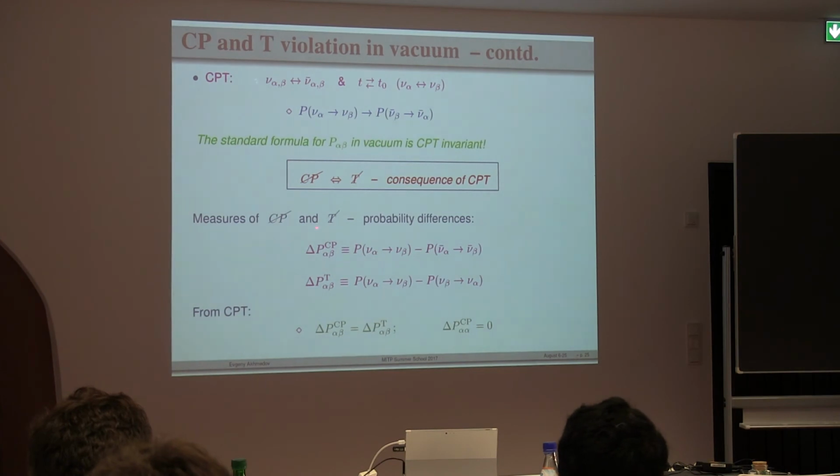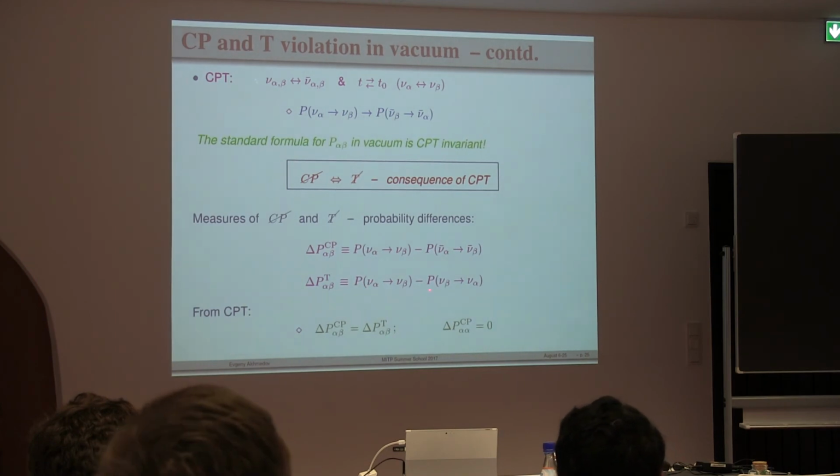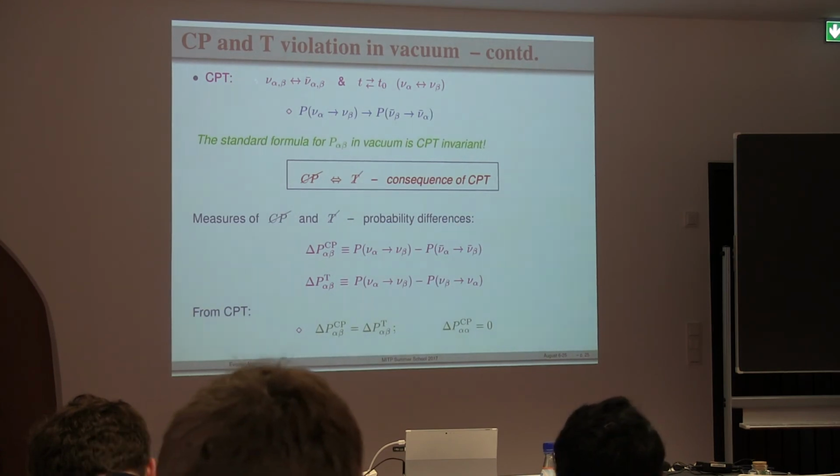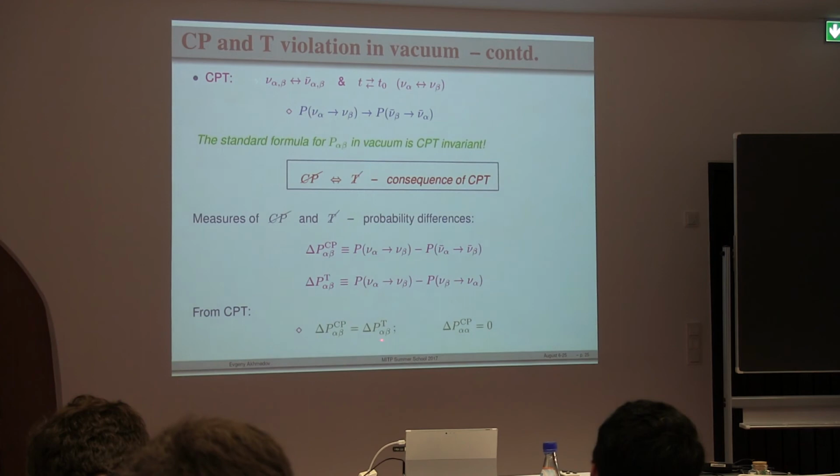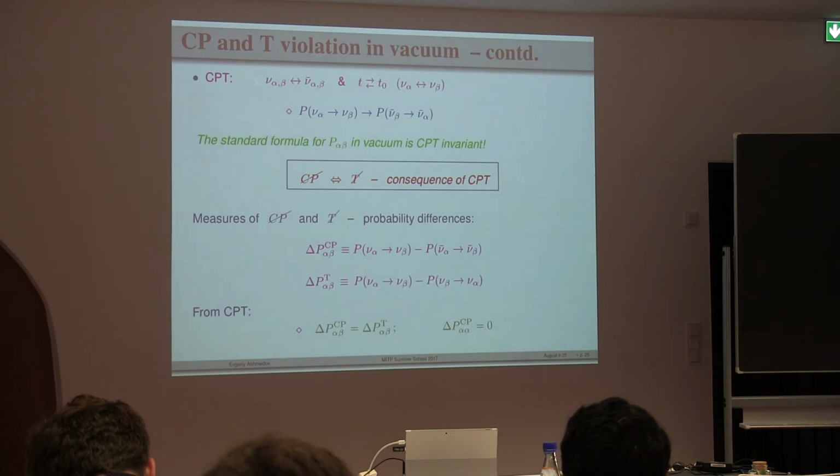Now we can define the CP odd difference of oscillation probabilities as P of ν_α to ν_β minus P of ν̄_α to ν̄_β, and T odd probabilities as P of ν_α to ν_β minus P of ν_β to ν_α. And from CPT it follows that these two types of differences are equal to each other, and also that the survival probability is always CP even, doesn't have any CP violating part, because it's the same as the time reversal probability. For time reversal, for α β, just interchange α and β, and since in the diagonal term β is equal to α, nothing changes.